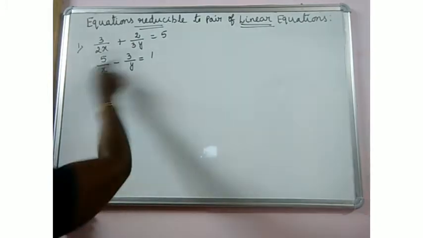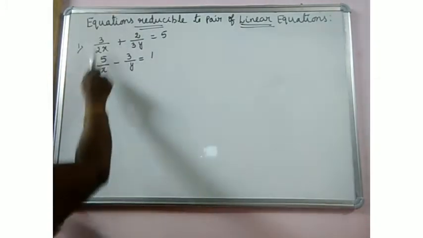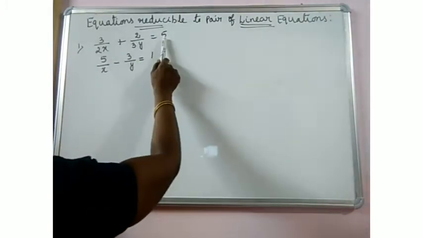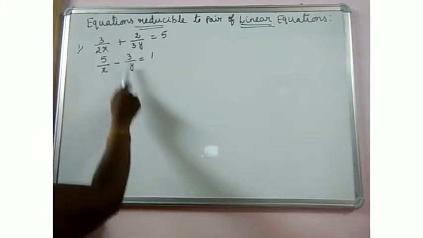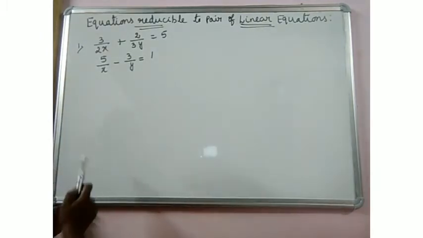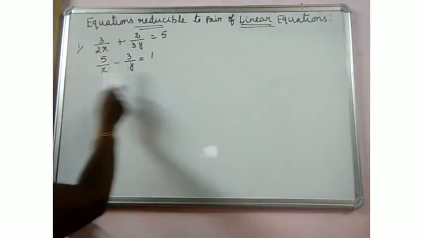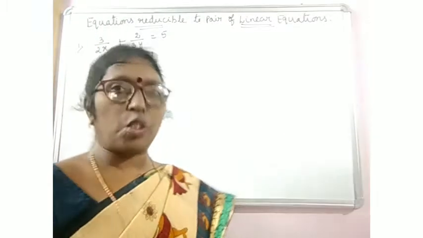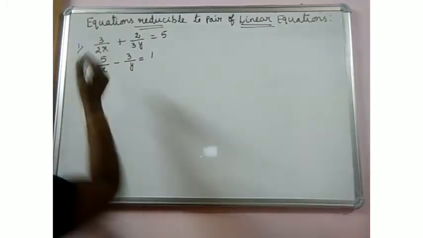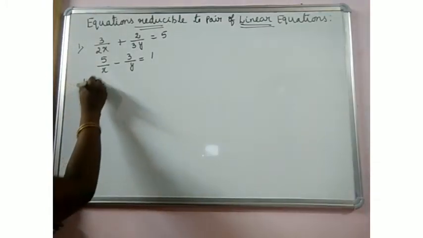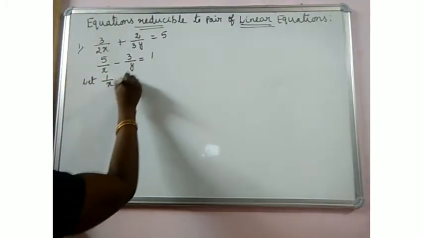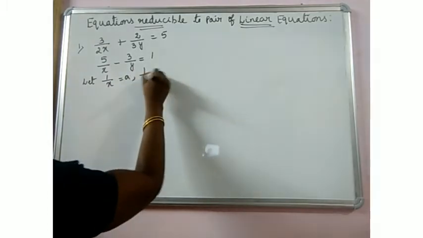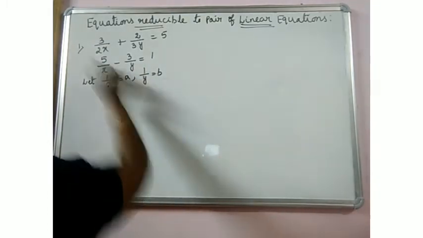Suppose that the two given equations are 3 by 2x plus 2 by 3y equal to 5, and 5 by x minus 3 by y equal to 1. You see, the variables are in the denominator, so it is complicated. So what to do is, let us take 1 by x as a and 1 by y as b.